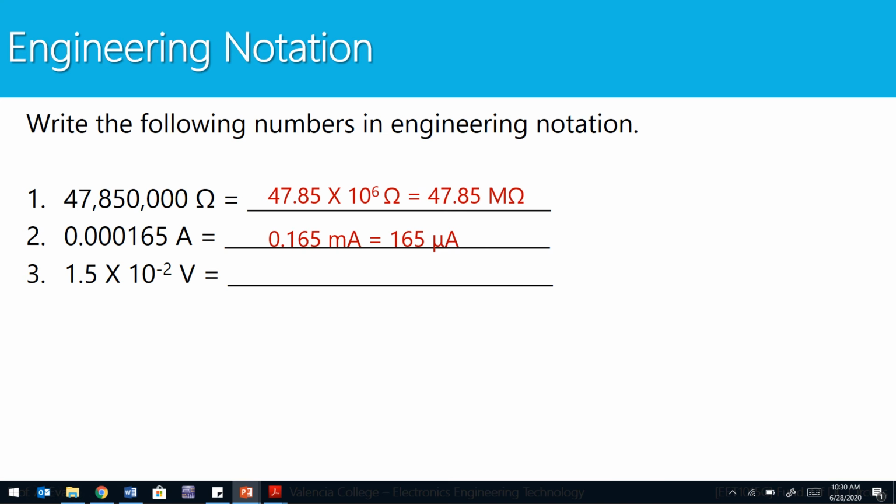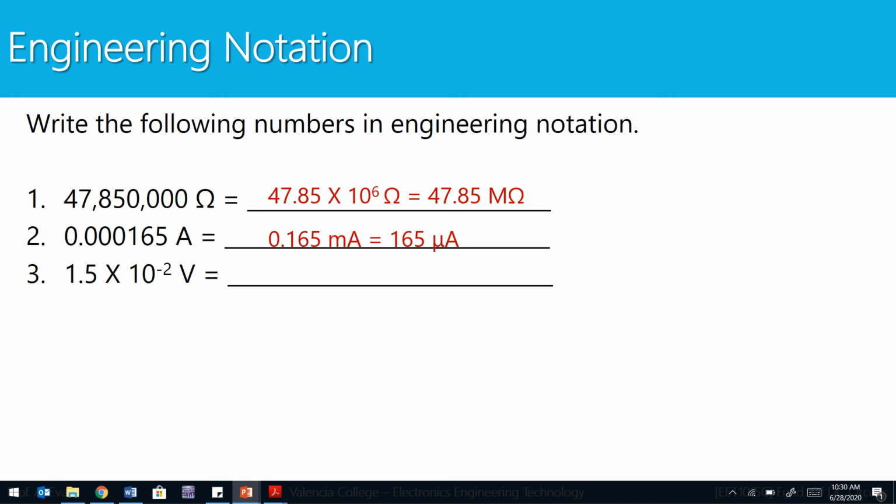For the second one, you could choose to move the decimal point 3 spaces to the right, which would give you 0.165 milliamps, or you could move it 6 spaces to the right, which would give you 165 microamps. These two numbers are equivalent, and you could pick either one and you would have written that number correctly using engineering notation. So either one of these is fine.